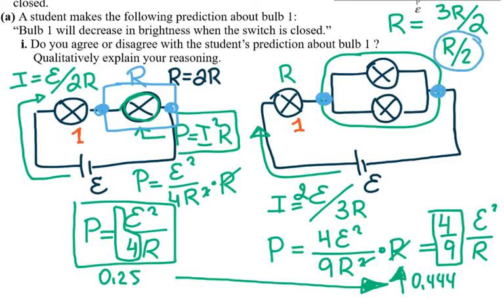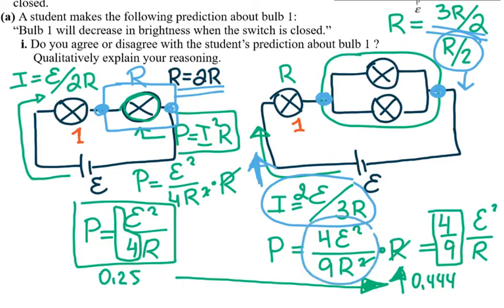Because the resistance drops right here, the total resistance of the circuit decreased. Before it used to be 2R, now it's 3R over 2, the total resistance. So that means the current will increase, because you divide EMF by resistance. So the current is increased. And when the current is increased and squared, you get a brighter bulb for bulb 1.